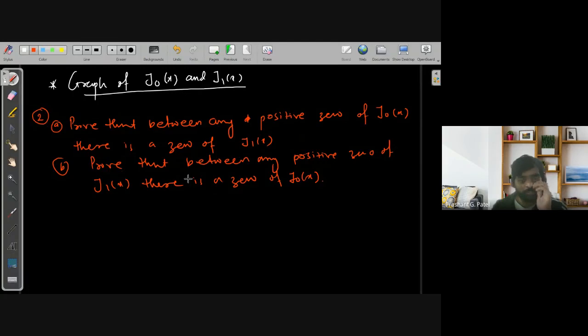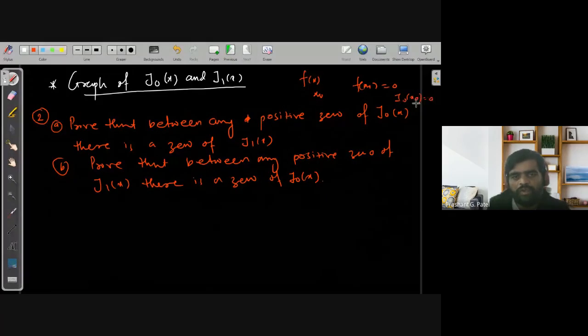Prove that between any positive zeros of J1 of x, there is a zero of J0 of x. So what do you mean by zero? If I have a function f of x, x0 is a zero of this function if f of x0 is 0. Then x0 is called the zero of this function f. So here is J0. What is the zero of J0? If J0 of x0 is 0, then x0 is called the zero of J0.